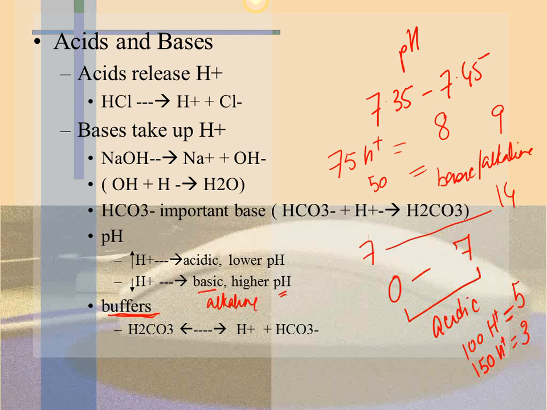If I ask you which solution is more acidic, 2 or 3? 2, right? So that means it has more hydrogen ions. So think of it like that.